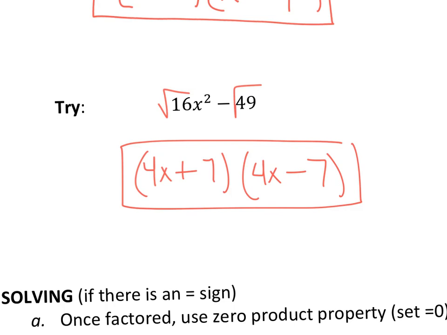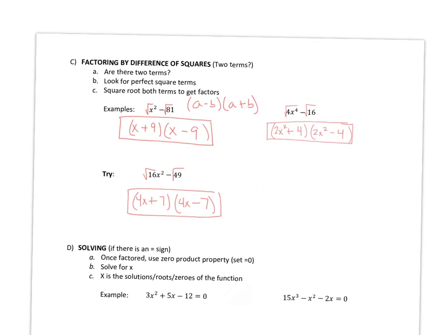Okay, so there's the answer, what you should have gotten. Square root of 16x squared is 4x, because square root of 16 is 4, and then square root of x squared is x. So 4x goes in both of the first slots, and then square root of 49 is 7, and negative 7, so that goes in the second slots. And that is factoring using the difference of squares.